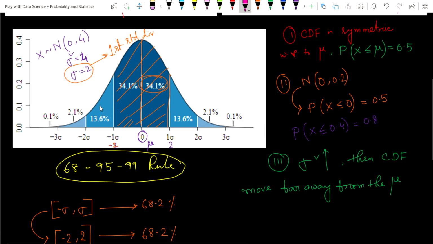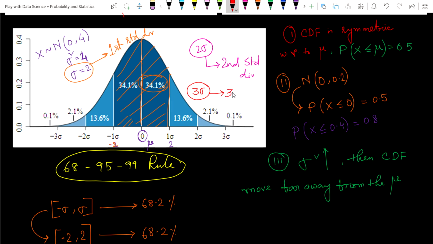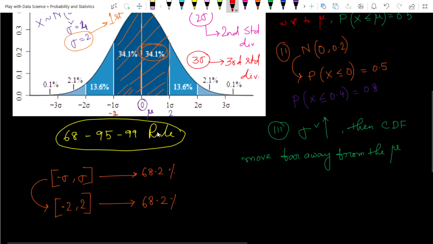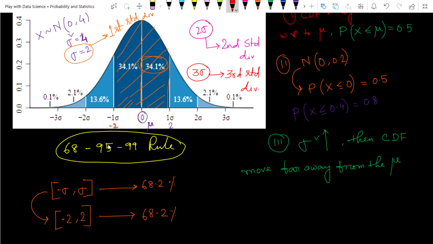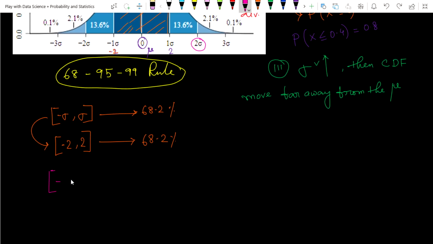Now the second observation is that if we increase the standard deviation, 1 sigma is called the first standard deviation, 2 sigma is called the second standard deviation, and 3 sigma is called the third standard deviation. In the range of the first standard deviation we have 68.2%, and in the range of the second standard deviation, that is minus 2 sigma to plus 2 sigma, we have 95% of the points.